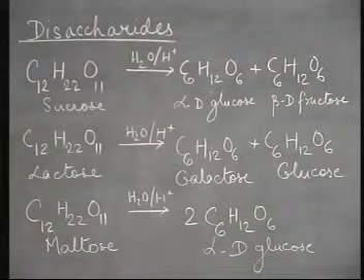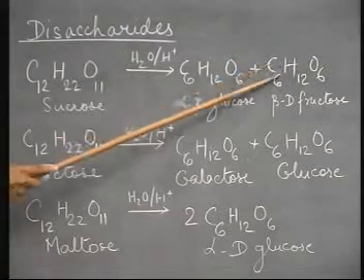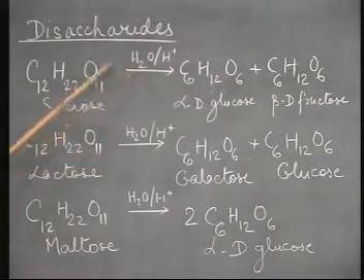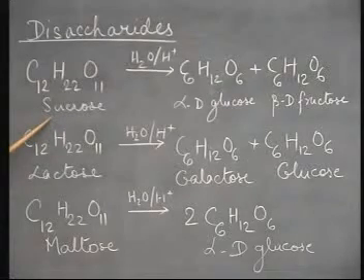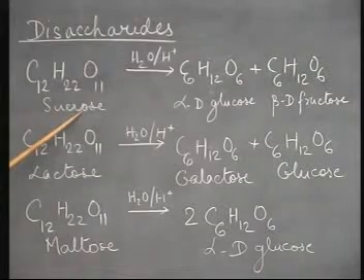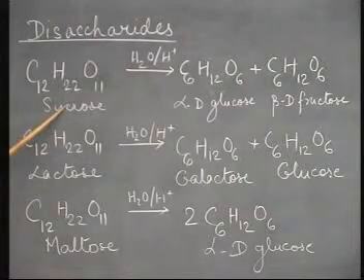It is seen here that 2 monomeric units are condensing together with the elimination of water to form a disaccharide. The 2 monosaccharides are held together by a linkage which is called the glycosidic linkage.